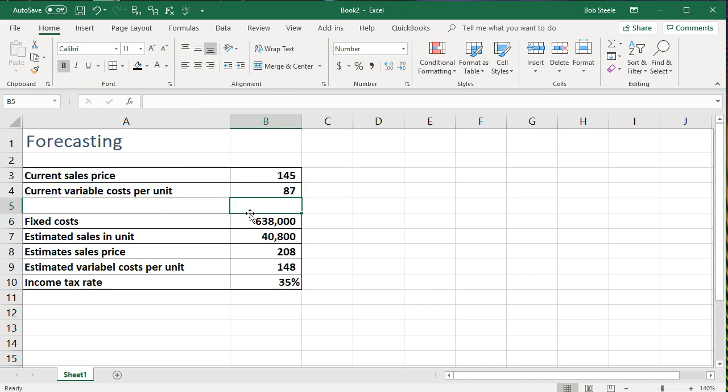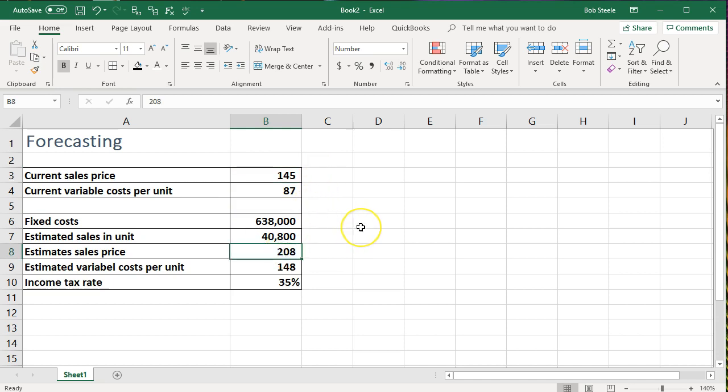Whenever you think about the projections into the future, it's always going to say that we're not reliant totally on the past, but that's going to be the starting point. Typically, we'll look at the past numbers. Here's the sales price in the past. That's one of the things we could change. What is the sales price in the future?